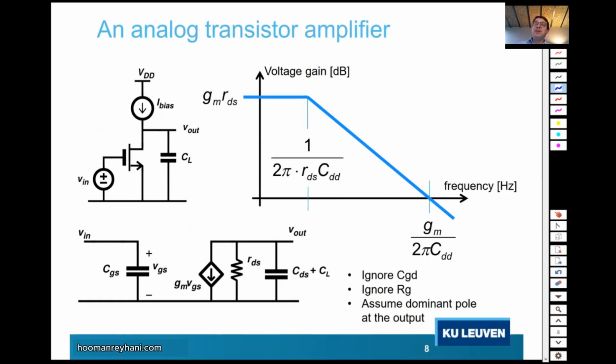Good. So let's start with very basic things. How do we make an amplifier, an analog amplifier? What you would typically do is look at the small signal model over here. So on the top left, we have our simple amplifier. This is designed to be a voltage amplifier.